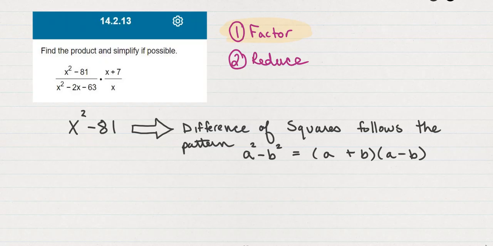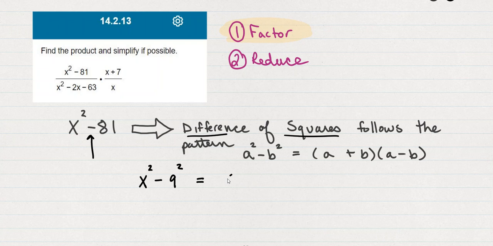To start with, if we factored, we'd want to first notice that this x squared minus 81 is what we call a difference of squares. It follows the pattern a squared minus b squared. It's an x squared minus 9 squared, because 81 is a perfect square. X is a perfect square. And we've got the difference of those two perfect squares. So that's what makes it a difference of squares.